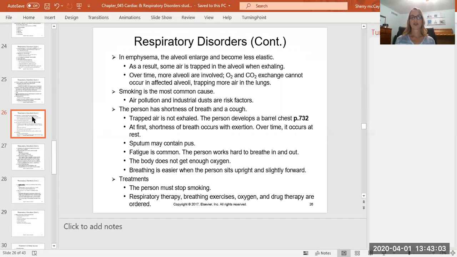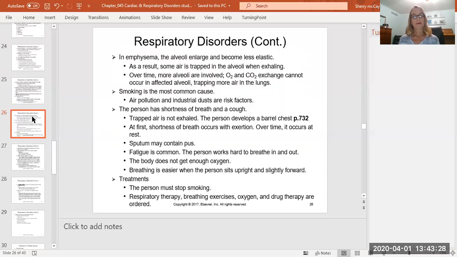The person has shortness of breath and coughing. Trapped air is not exhaled. The person develops a barrel chest. So go to page 732 because I really want you to see what a barrel chest is. Okay, there's a figure at 45.9, and that is what barrel chest looks like on an emphysema patient. And I've seen that over and over and over.